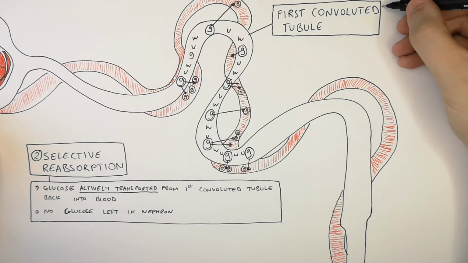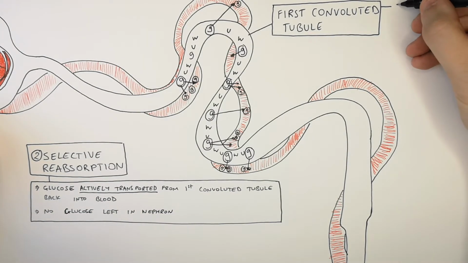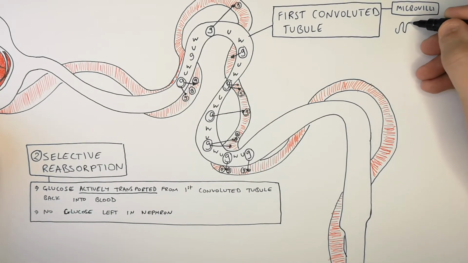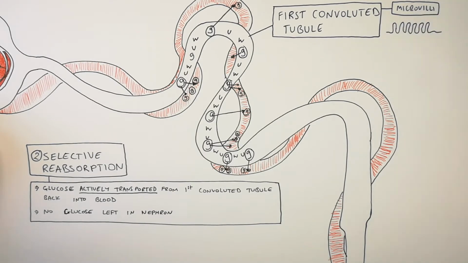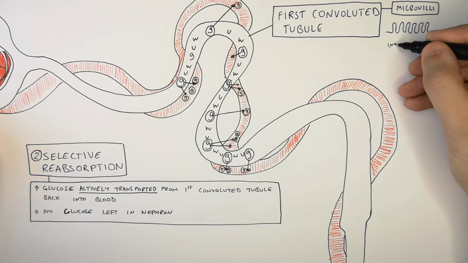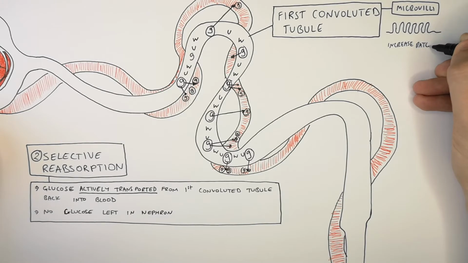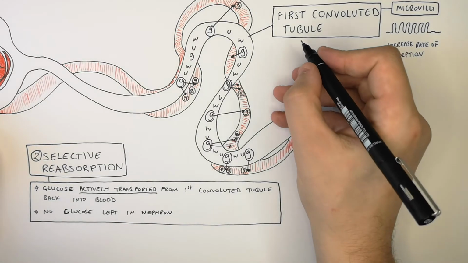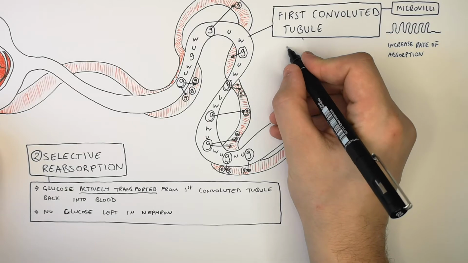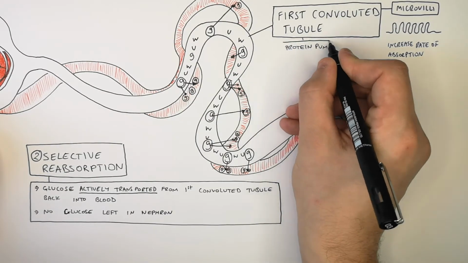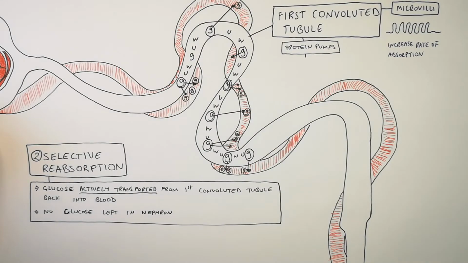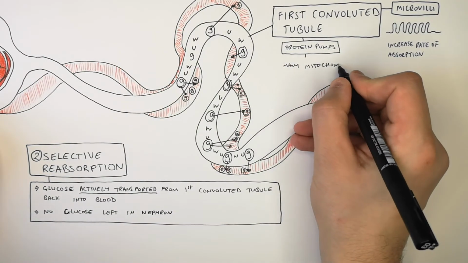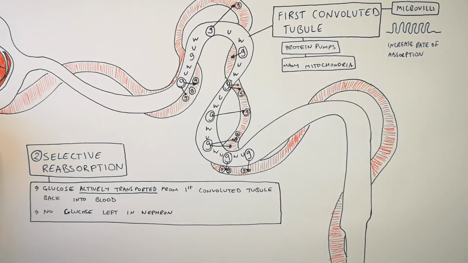Not only is the first convoluted tubule surrounded by capillaries, the first convoluted tubule also has a microvilli structure, which increases the surface area of the first convoluted tubule. As you can see here, the microvilli increase the surface area, causing an increased rate of active transport of glucose back into the blood. Because the first convoluted tubule actively transports glucose back into the blood, there need to be many protein pumps in the membrane of the first convoluted tubule, as well as many mitochondria to produce the energy for the active transport of glucose from the first convoluted tubule into the blood.